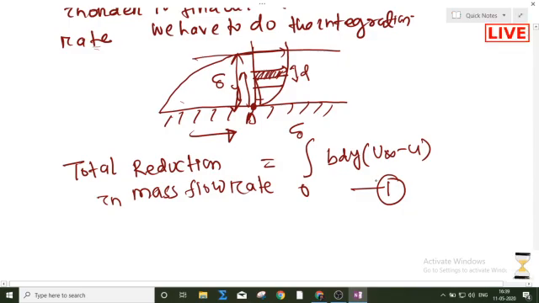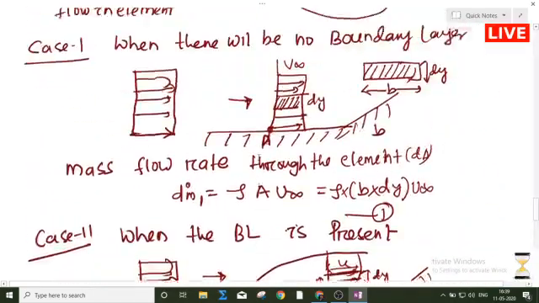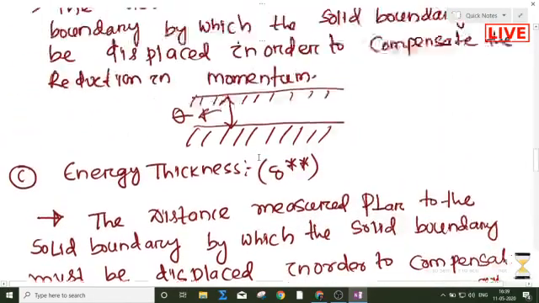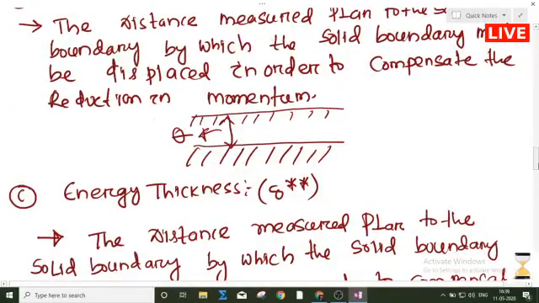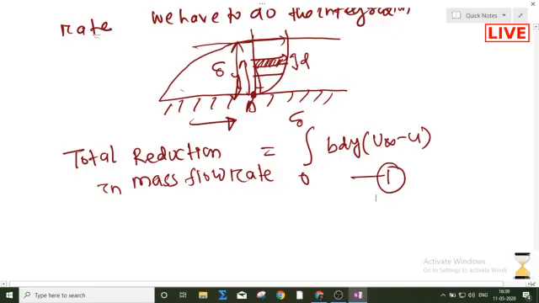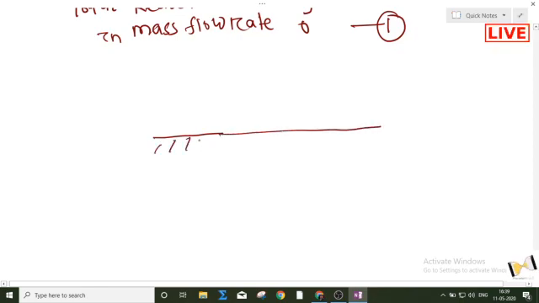Now if you go to the definition of the displacement thickness, what did I write? A distance measured perpendicular to the solid boundary by which the solid boundary must be displaced in order to compensate the reduction in mass flow rate. Suppose for example this is my solid boundary. From the definition I am taking the help.